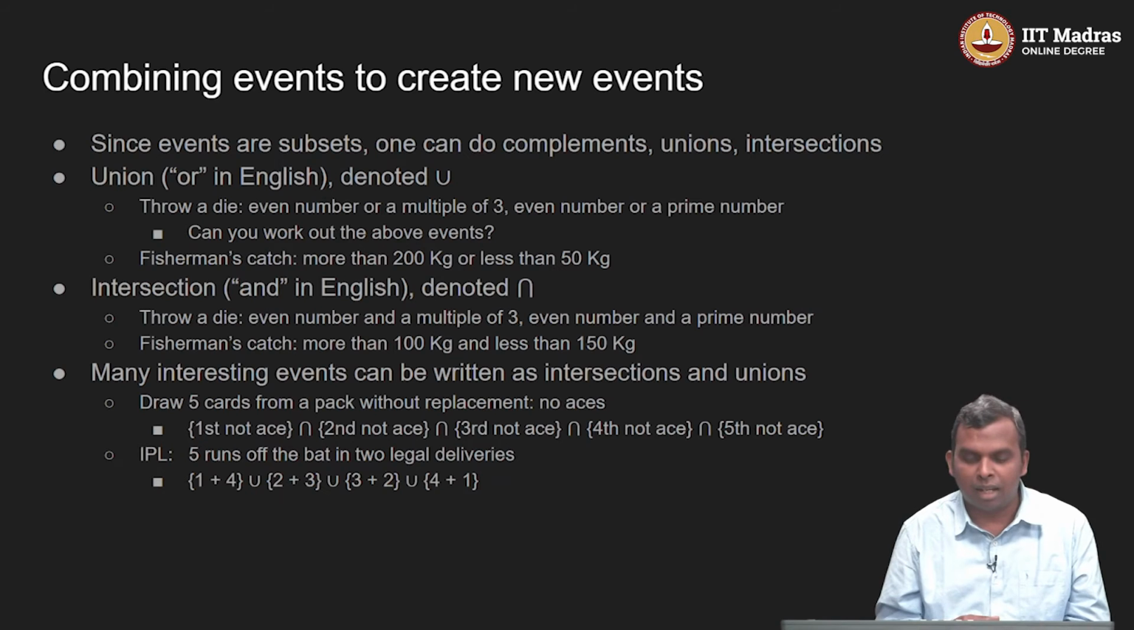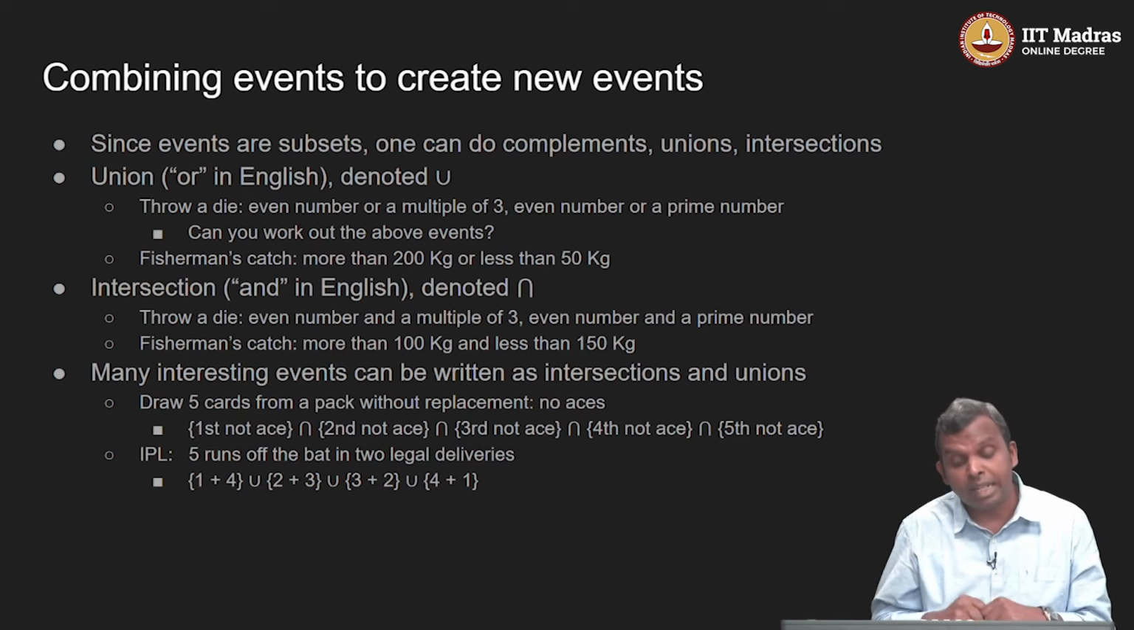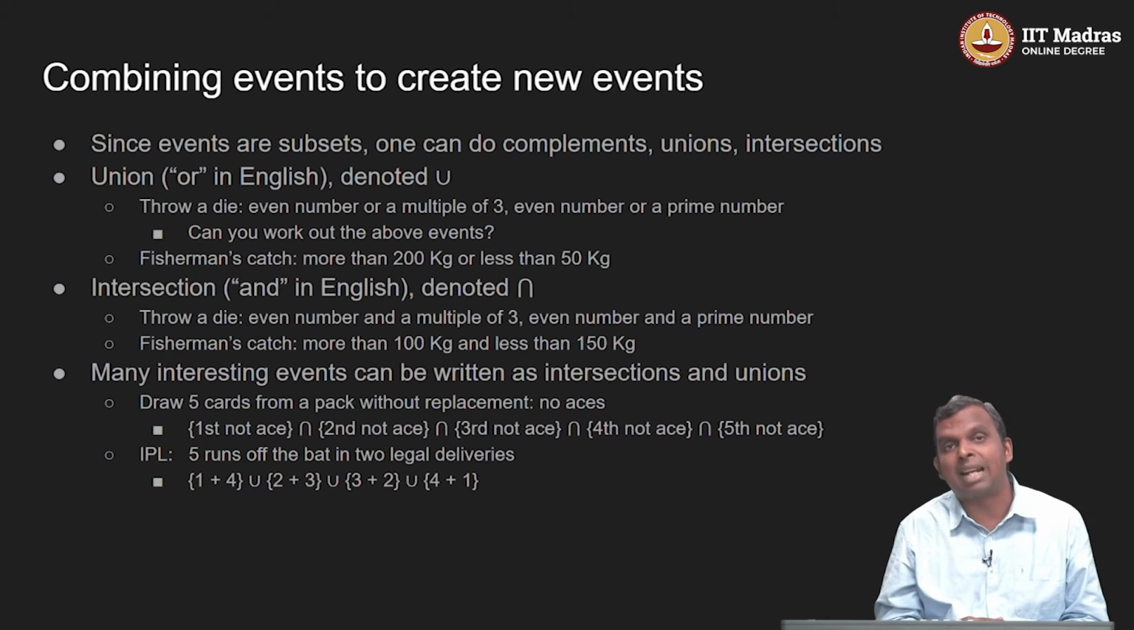Okay, so I've given you an example. The same two sets as before. When you throw a die, one event is even number, another event is multiple of 3. If you do intersection, what will happen? You want an even number and a multiple of 3, that is just 6. So it's an event represented by the set 6. It's just one element here, so it's easy to work out. Same thing with even number and a prime number. This will end up being 2, just that one element 2 in the set.